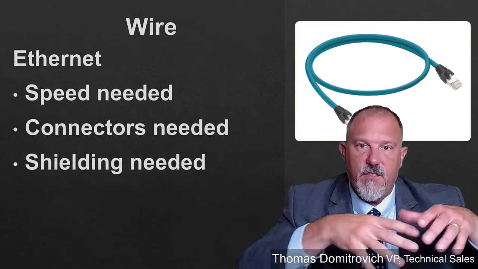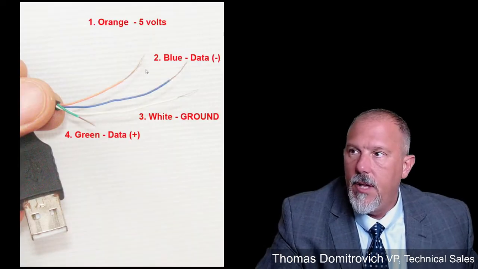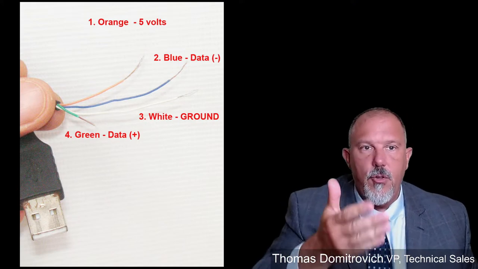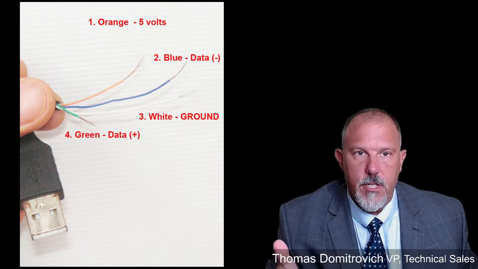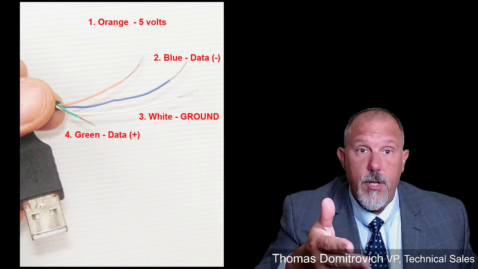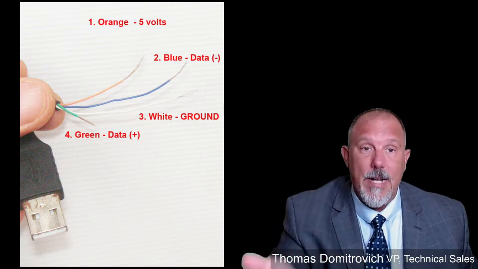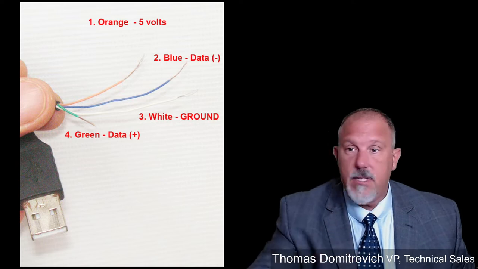because remember, when you get down to this physical layer, all of the pins on these conductors, every wire matters. Like in this case, this is a USB. You have the orange, the blue, the white, and the green. Orange has your voltage. Blue and green are plus and minus data. And your white is your ground. You would think the green would be the ground, but that's not the case.